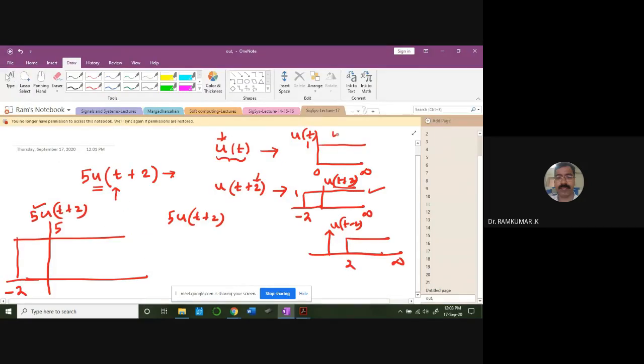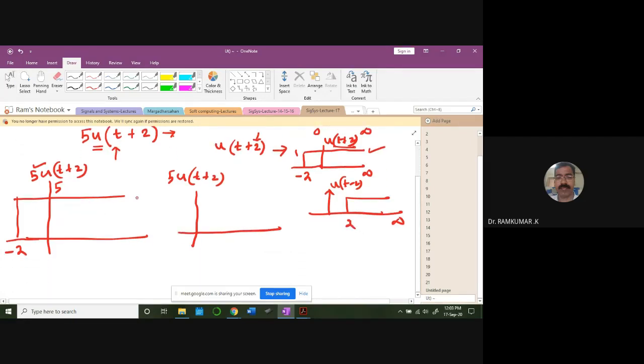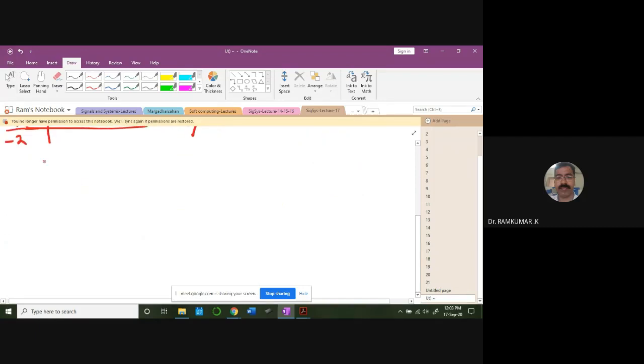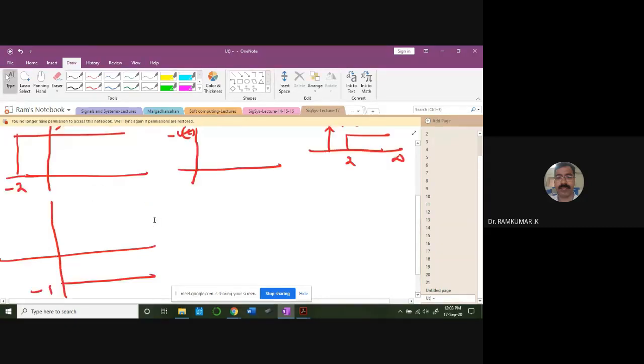This is u of t. What will happen if I say minus u of t? The amplitude will become minus 1. Am I right? So naturally, minus u of t, the signal will be like this. So this is minus u of t. I will draw it maybe down so that you can understand it. So the minus u of t signal is going to be like this. You agree? Are you with me now? Till this point, minus u of t.